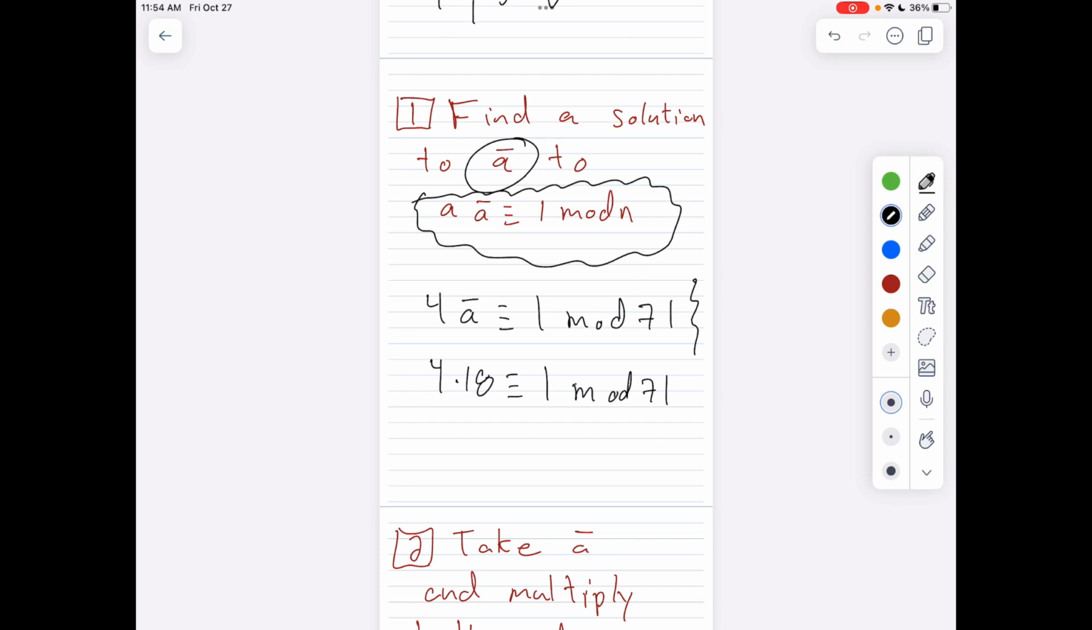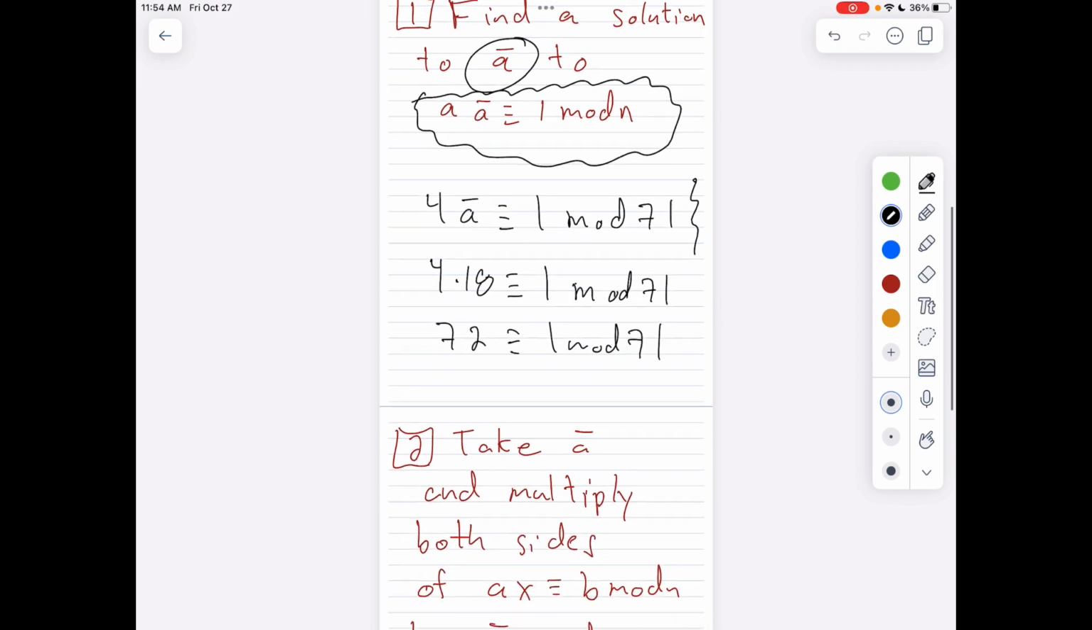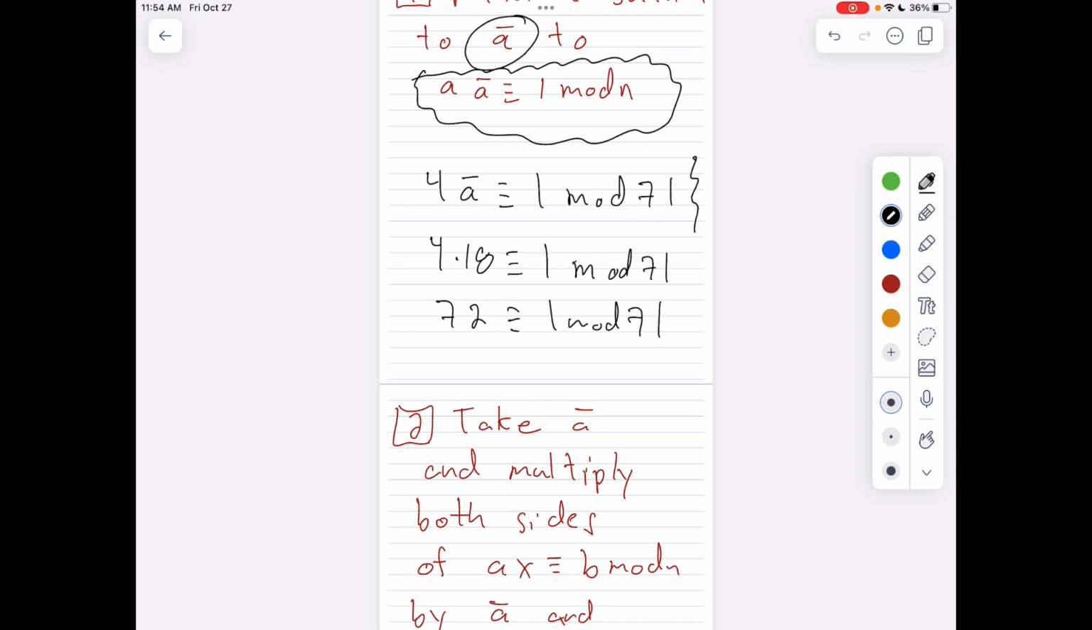Okay, so the idea here is, can we find a number that is maybe close to 71, in this case 72, that 4 divides into. And yes, 72 works. And 72 would be congruent to 1 mod 71. If you subtract 1 from 72, that's 71, and 71 does divide into 71. So that's what we're working with here.